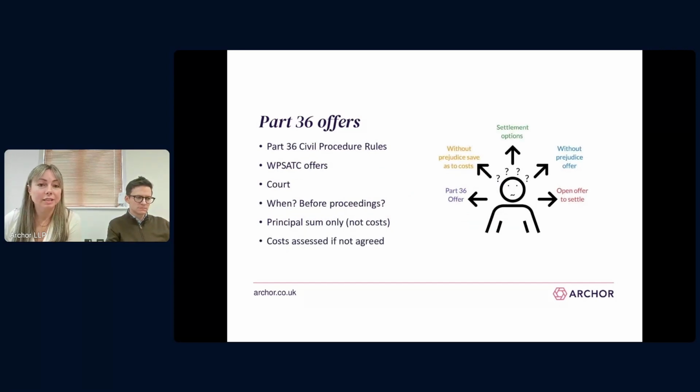A Part 36 offer is a different type of without prejudice save as to costs offer, and it's just a formal offer that's issued in accordance with the civil procedure rules, so it's applicable to court proceedings. Now, it's designed to encourage parties to resolve their disputes without proceeding to trial, and it provides financial incentives and cost consequences for both the party making the offer and also the party receiving the offer.